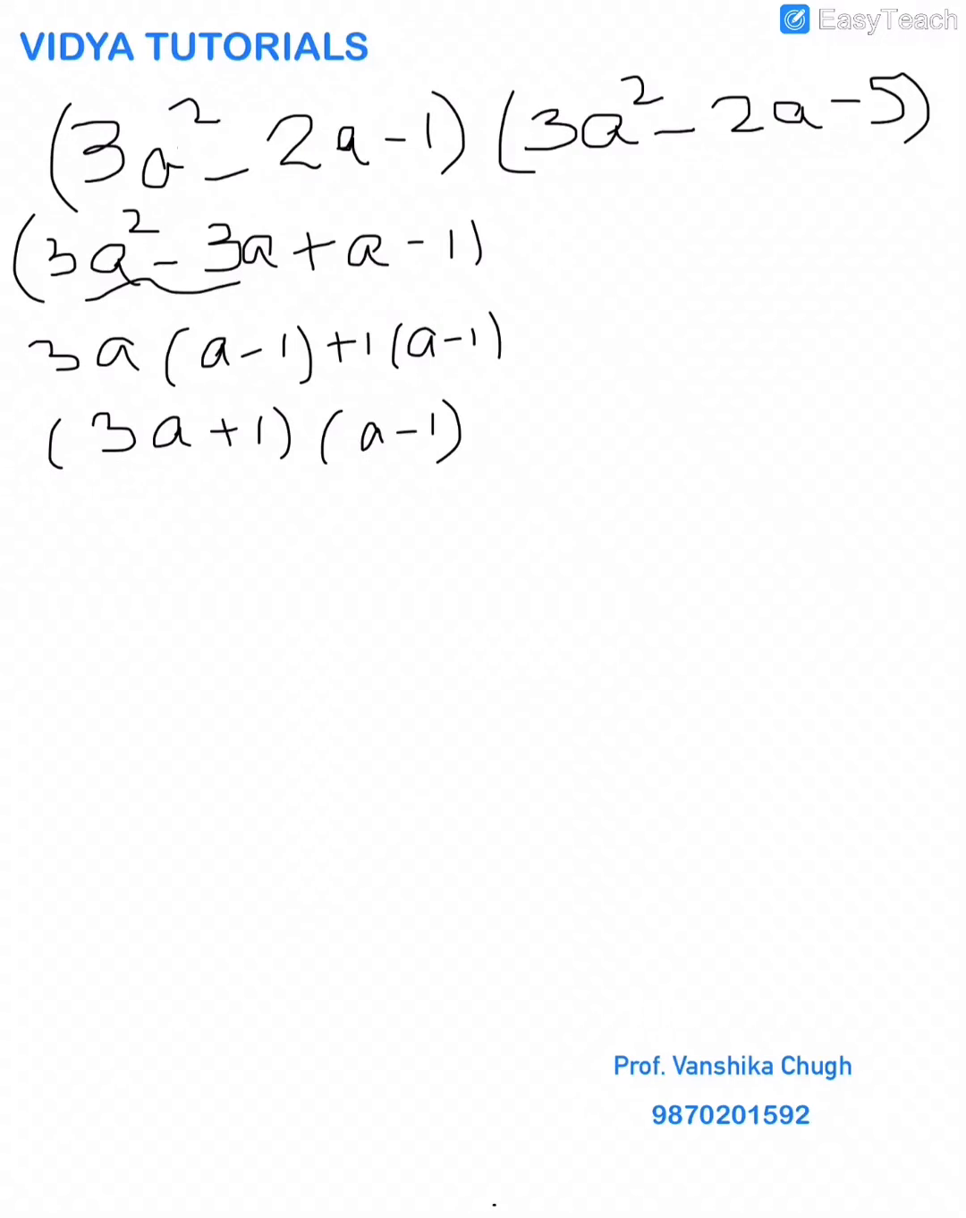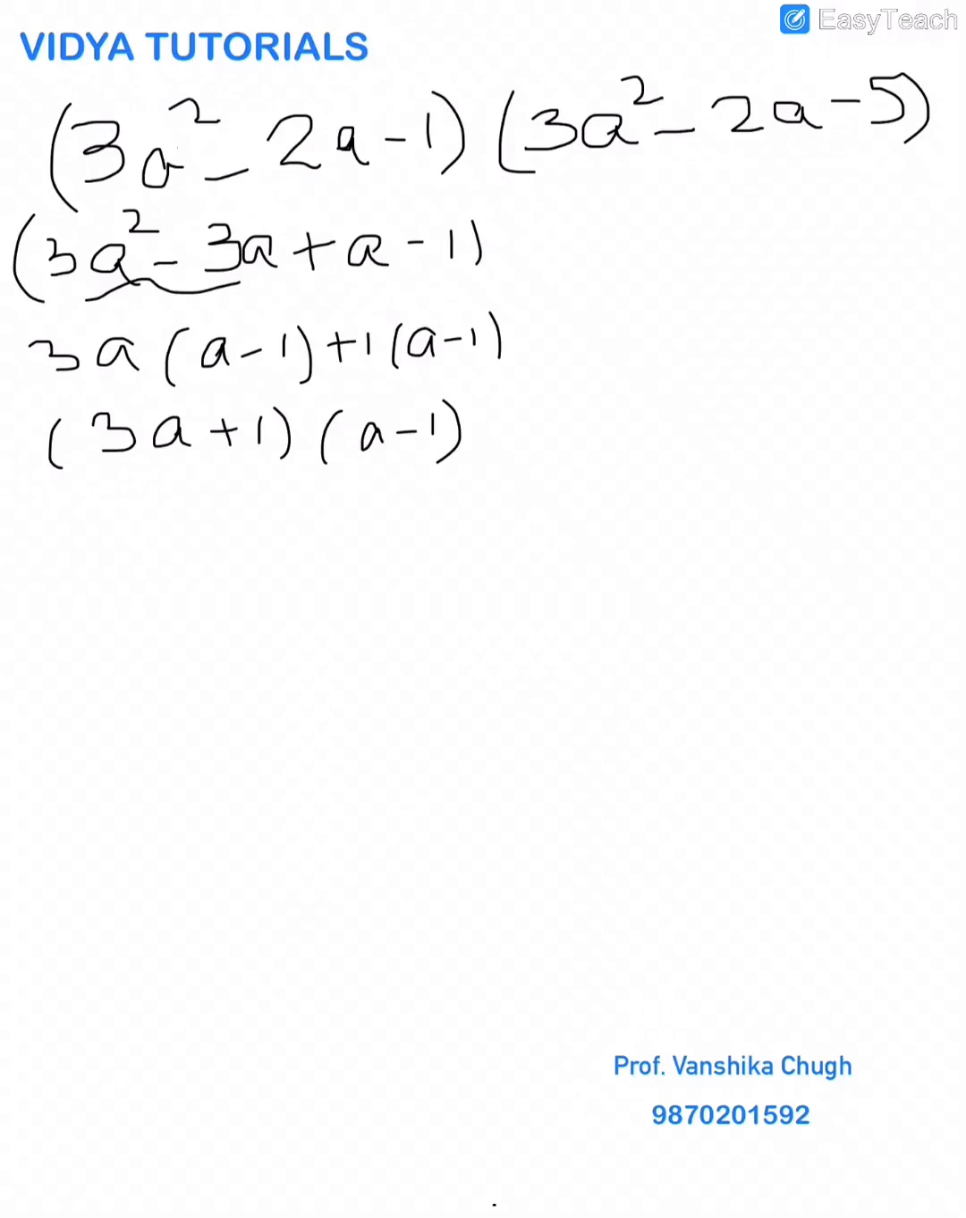Now coming to the next bracket, I think I need two numbers which the product is 15 and the difference is 2. The minus sign indicates the difference is 2. So it's very easy, the two numbers are 3 and 5. So I split the middle term into 3a square, this sign will go with the greater number, minus 5a plus 3a minus 5.